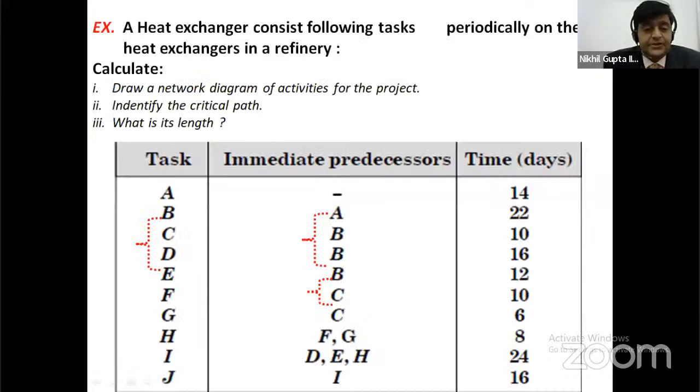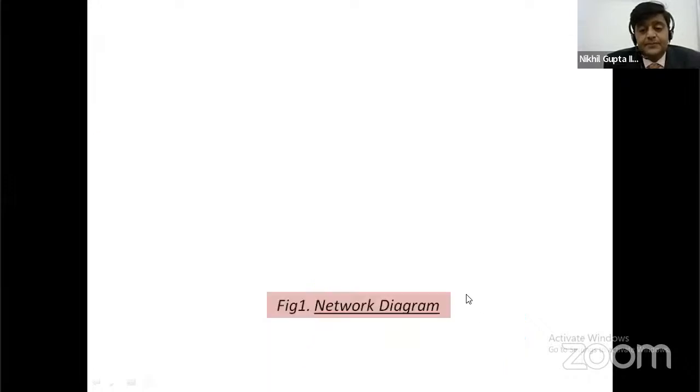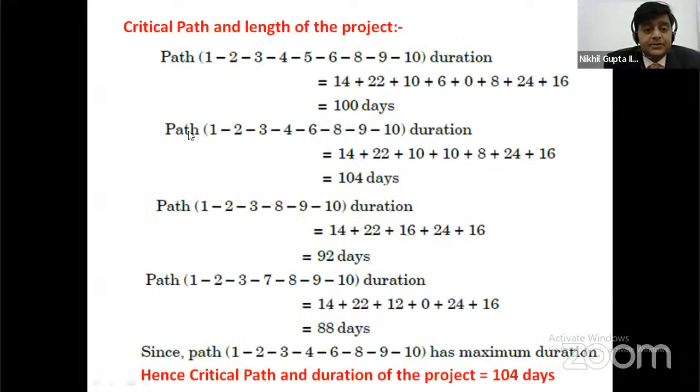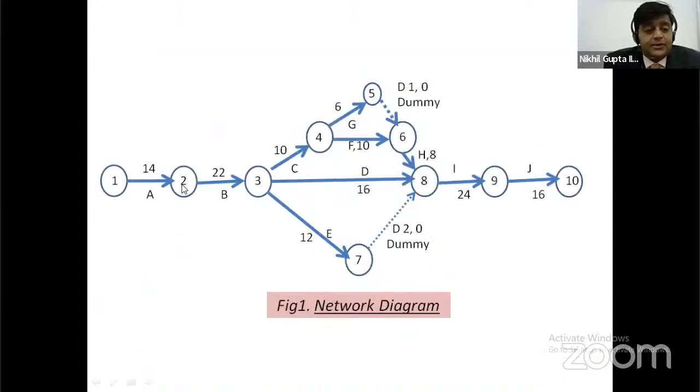Here, J is the activity or task which has the predecessor I and takes 16 days. Here, I is the predecessor and J is the successor. This is the overall network of the project. In this network, the following paths are taken from the starting to the end event. In this network, there are 4 paths from the starting to the end event.